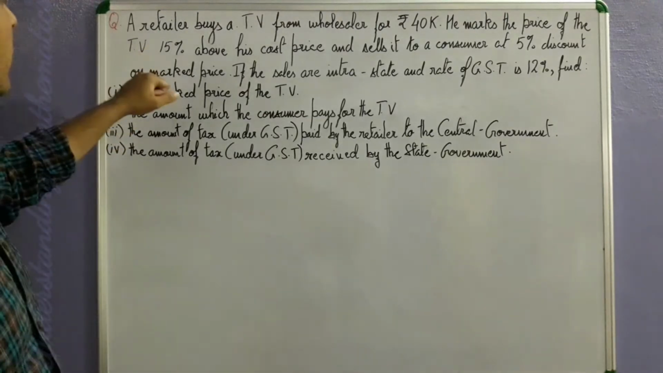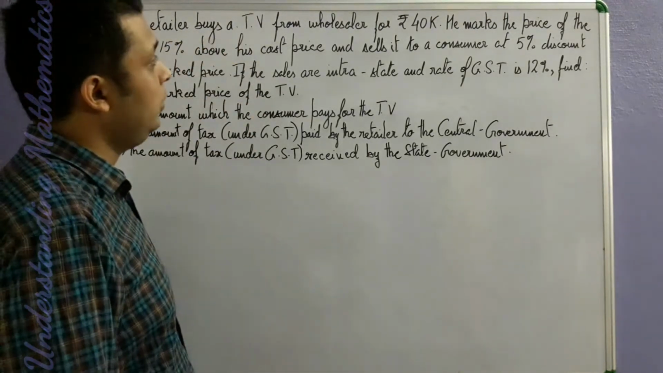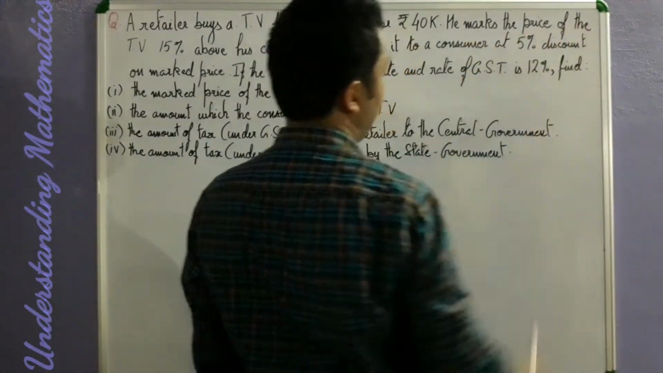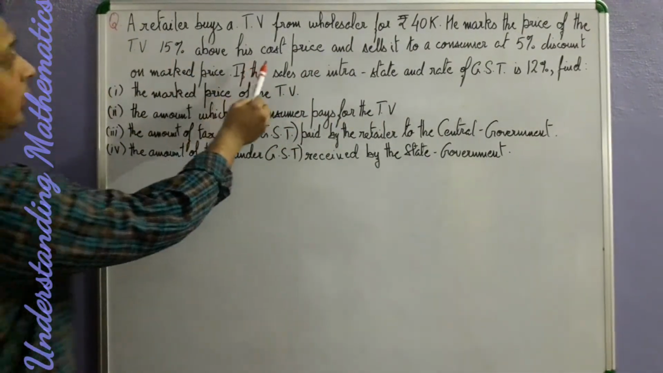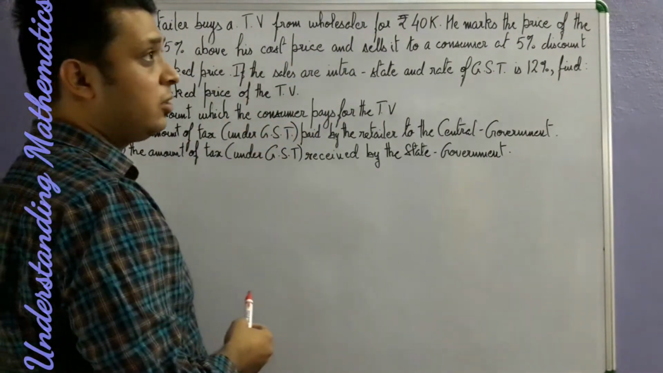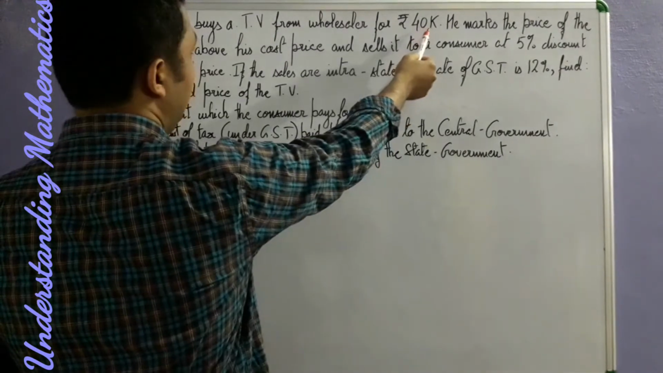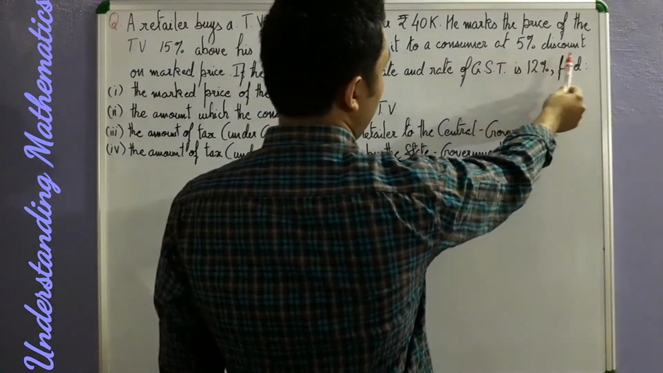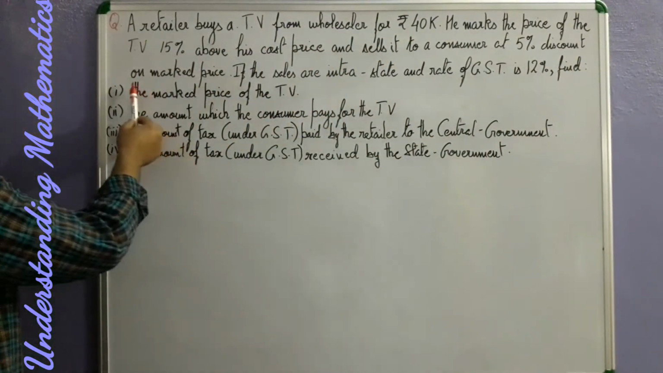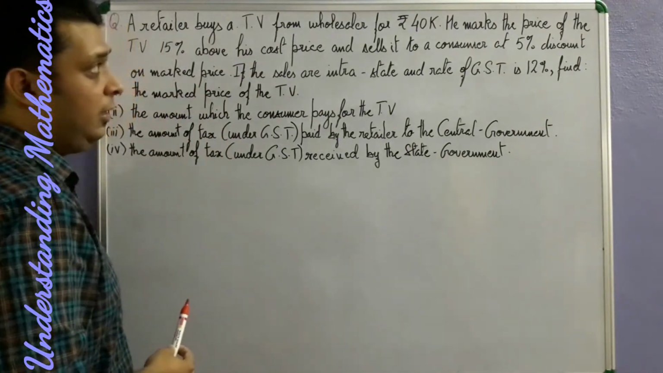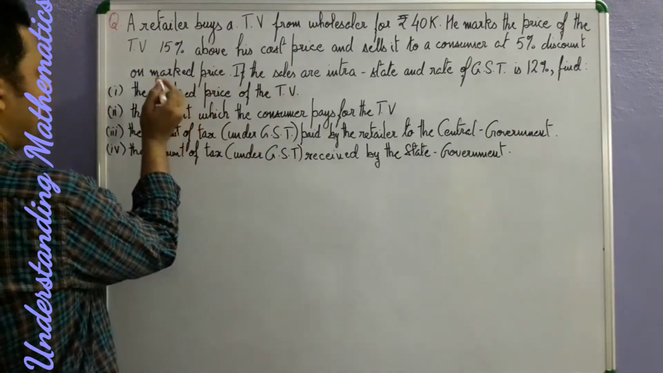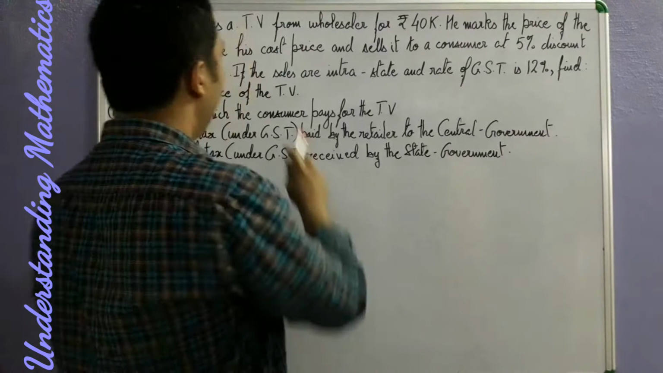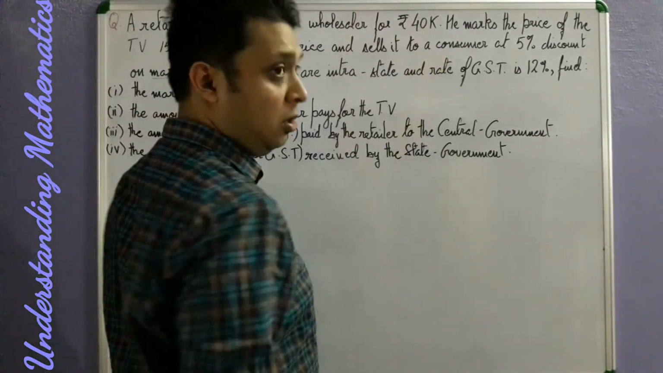Okay, so the next question says a retailer buys a TV from the wholesaler for rupees 40,000 and he marks the price of the TV above his cost price. What is his cost price? It is rupees 40,000. Clear? And then he sells it to a consumer at a discount on the marked price. Clear? So how do we find this mark price? This mark price will come out when we find 15% of the cost price.